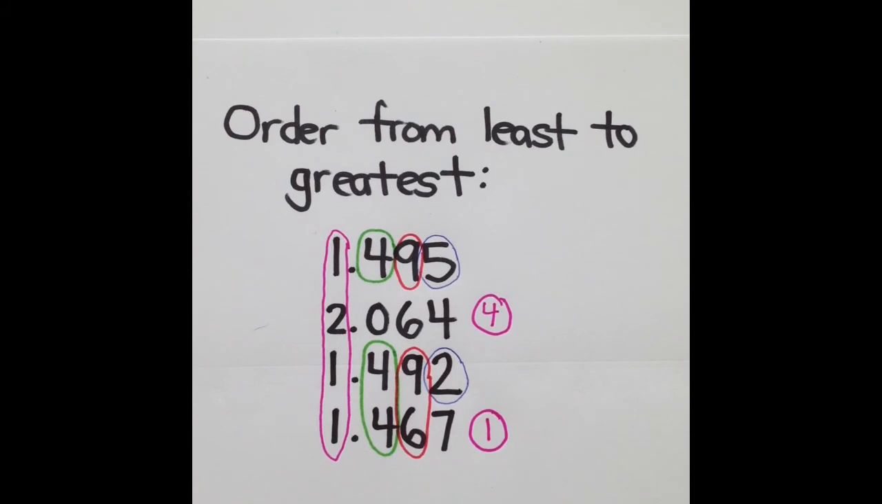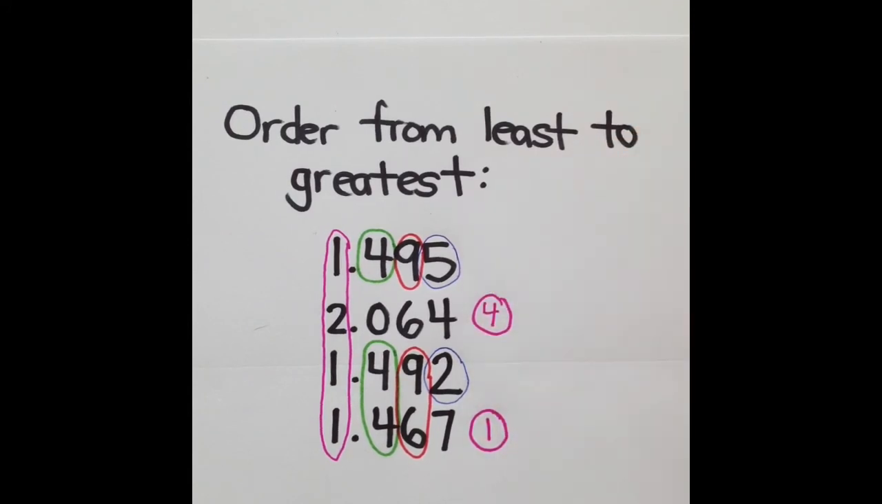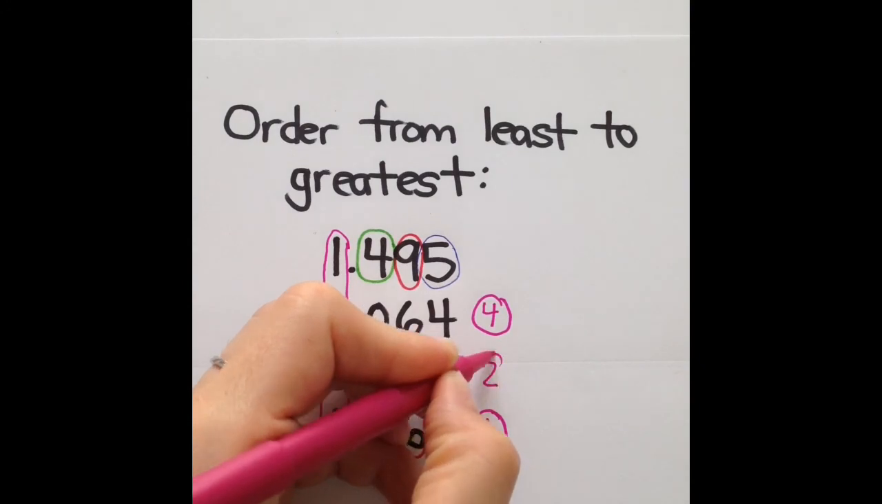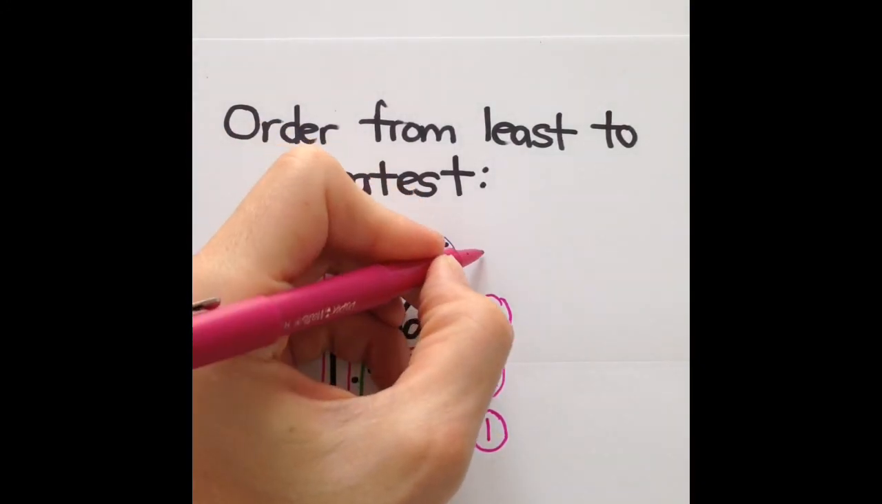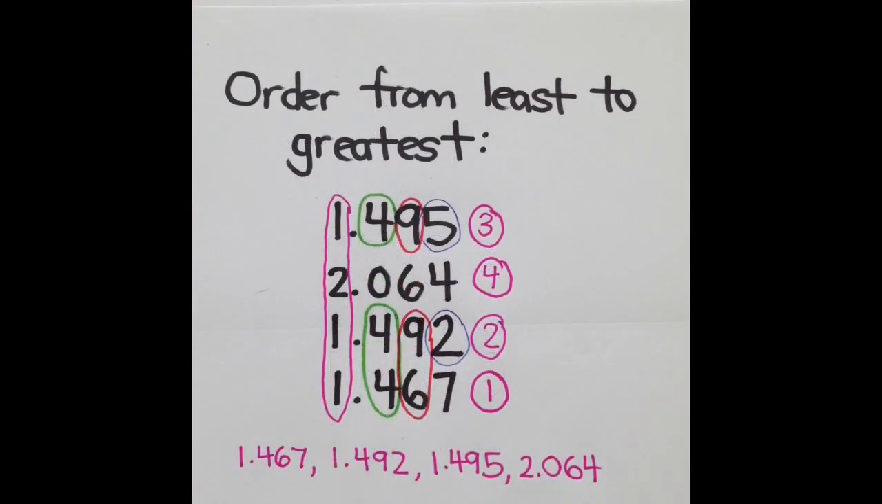Lastly, I'm going to look at the thousandths place value for the 2 remaining numbers to compare them. So there's a 2 and a 5 in those place values, so that means the 2 is smaller than the 5. This one is the second smallest number, and this one is the third smallest number. So now I have listed these numbers in order from least to greatest.